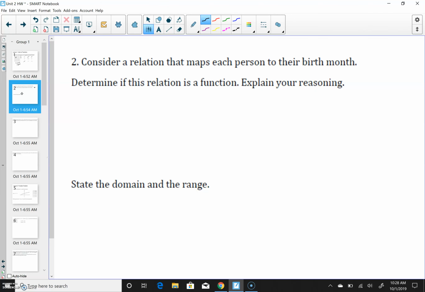In our next piece, consider a relation that maps each person to their birth month. Determine if this relationship is a function. Well, if we are mapping each person to their birth month, our domain, and actually I'll write it down here, that makes a little bit more sense. Our domain is going to be person, and our range is going to be birth month.